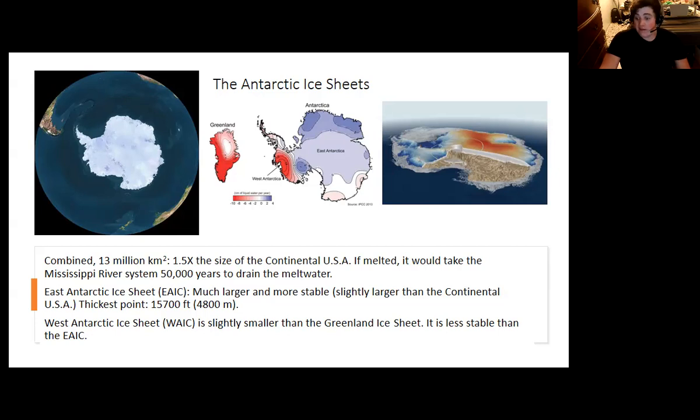A lot of this relates to the fact that it terminates in the peninsula, which is experiencing the most notable warming on the continent. The peninsula is surrounded by the ocean, which is rapidly warming, and that's causing the part of the glacier that touches the ocean to melt and get smaller, and that's having consequences up glacier, shall we say.